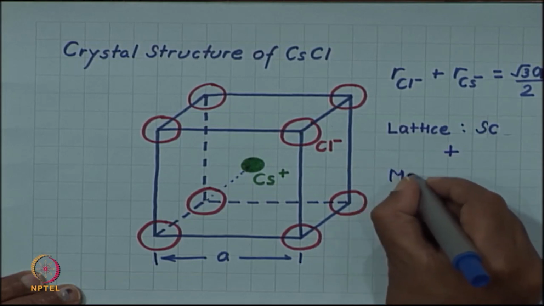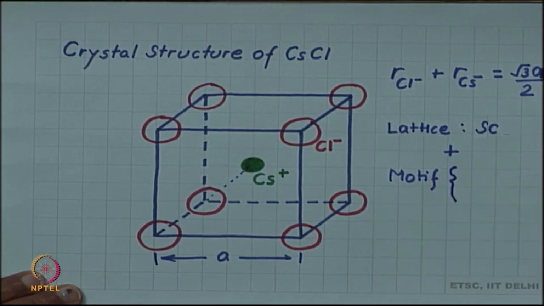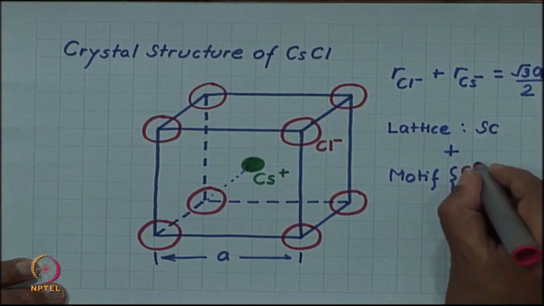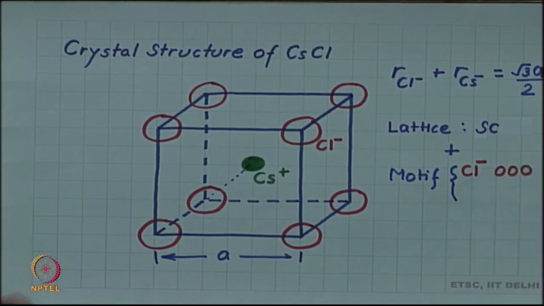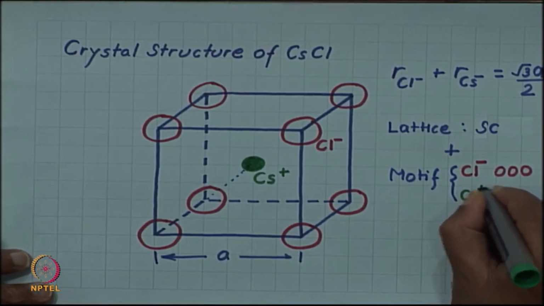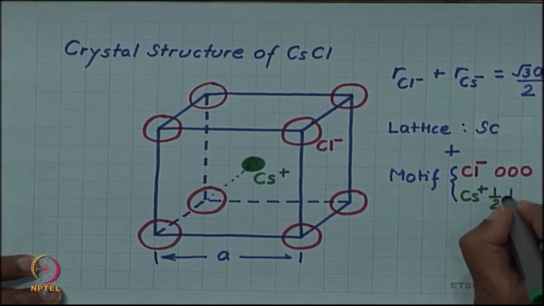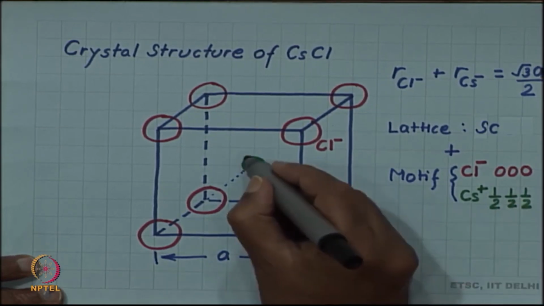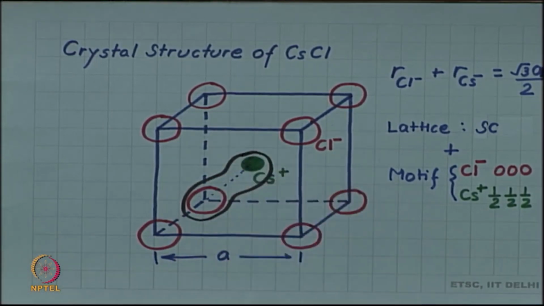plus the motif will be a 2 atom motif, a chloride ion at the lattice point 0 0 0 and a cesium ion at the body center of the cube, and that location is described by half half half. So, the motif is a pair of atoms of cesium and chlorine.